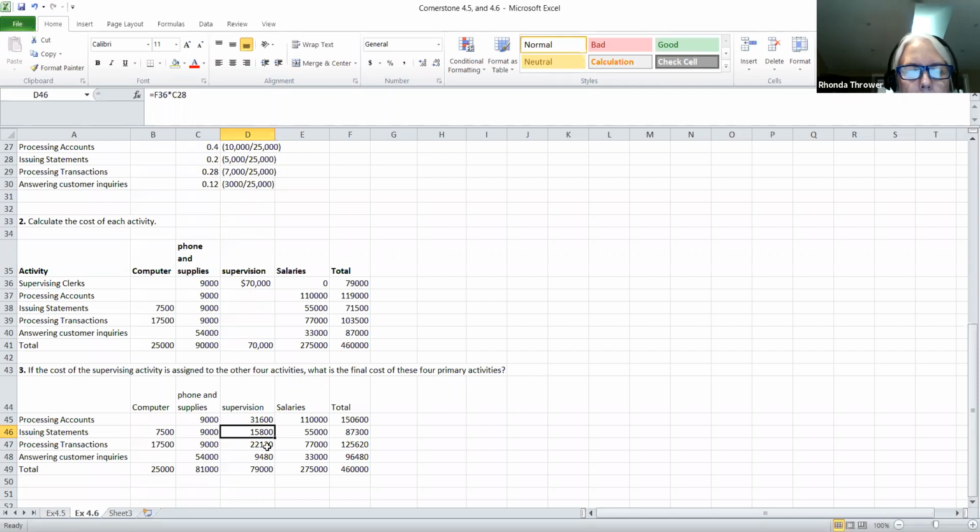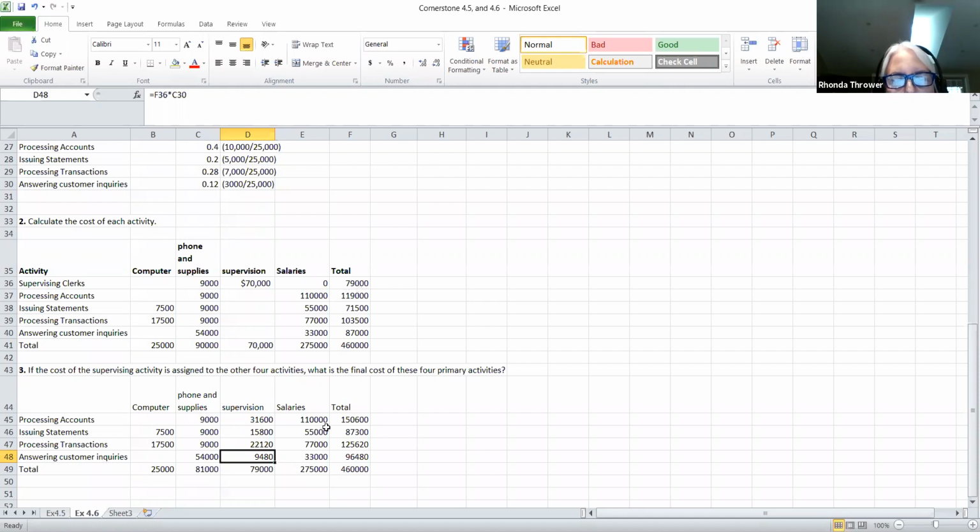28% of 79,000 will give you 22,120. So 12% of 79,000 would give you the remaining division of the supervisor's cost split between the other activities. Notice the salaries just stayed the same because the salaries were included for the supervisor over here.